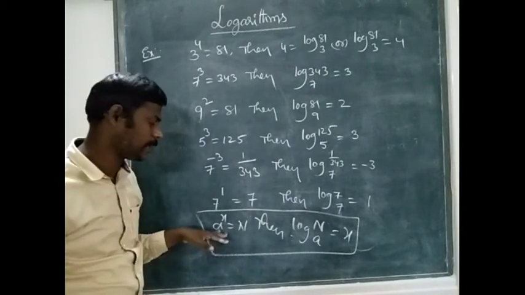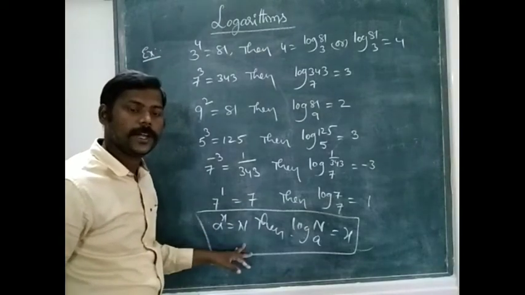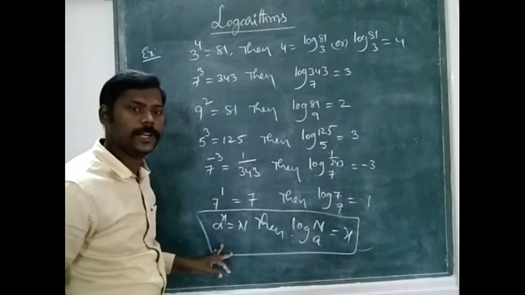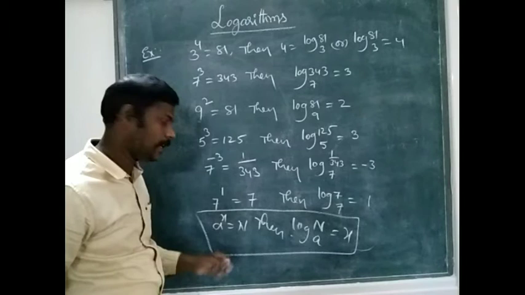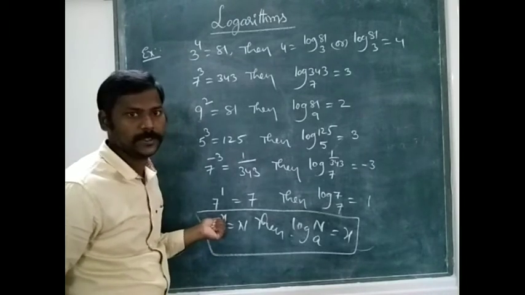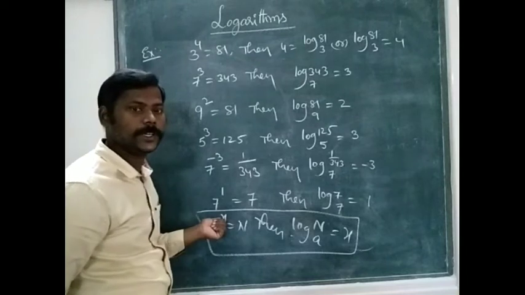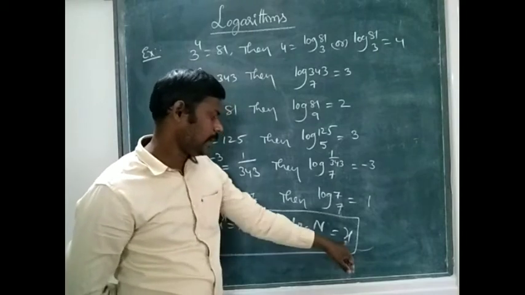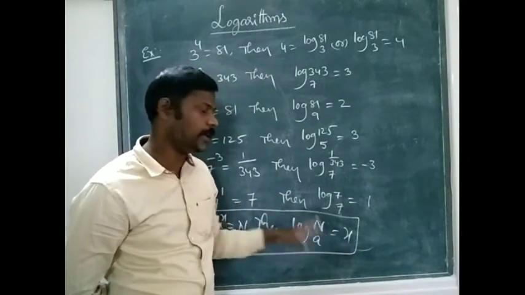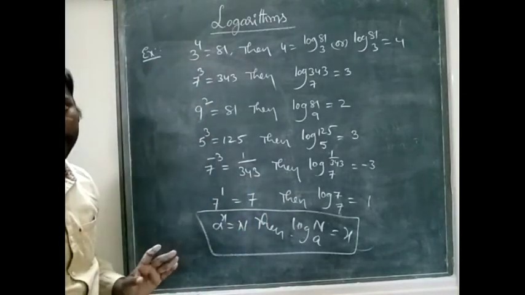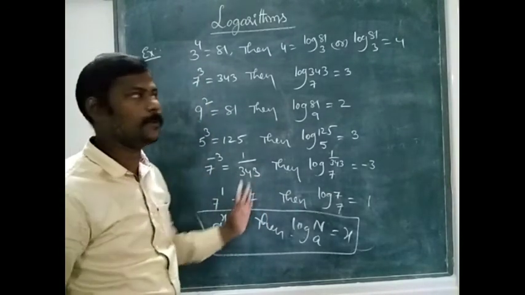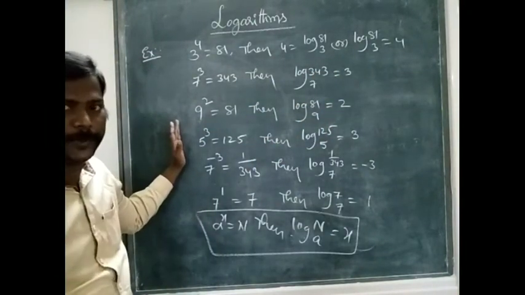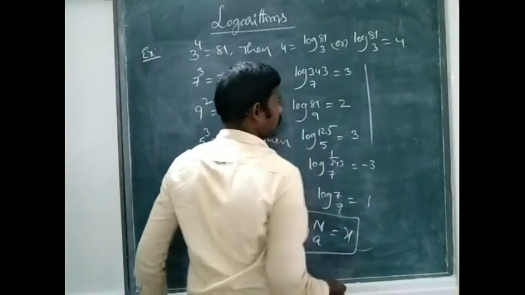That's why in the definition I said to you, let n and a not equal to 1 be any two positive real numbers and there exists a real number x, either positive or negative. If a power x is equal to n, then x is equal to logarithm of n to the base a. And understand what the logarithm is: how to convert an exponential form into logarithmic form, and logarithmic form into exponential form. Very simple. See how to convert logarithm to exponent.